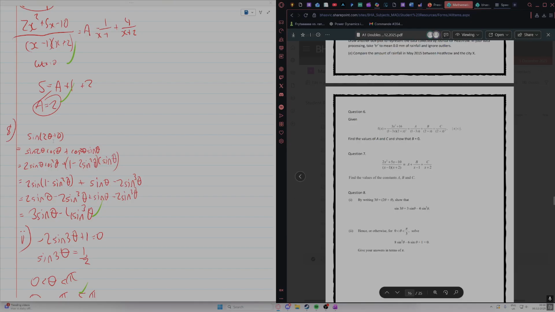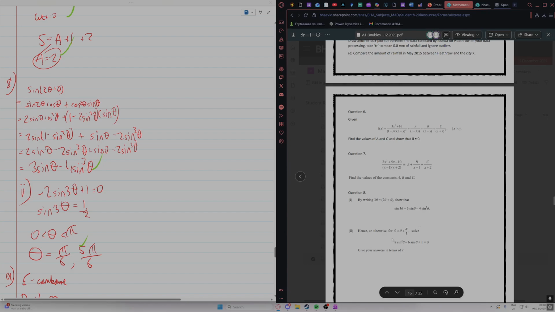Next, this is just compound angle stuff, so you use the compound angle formula, then you use the double angle formula, and then you expand and simplify. That's your answer. Next, this 8 sine cubed minus 6 sine is just minus 2 of what you just created. So it's just minus 2 sine 3 theta plus 1 equals 0, and then that's easy to solve.